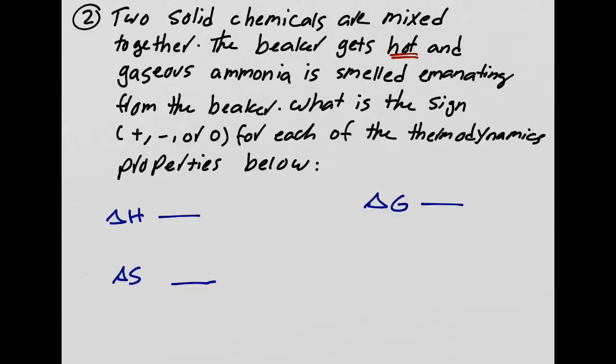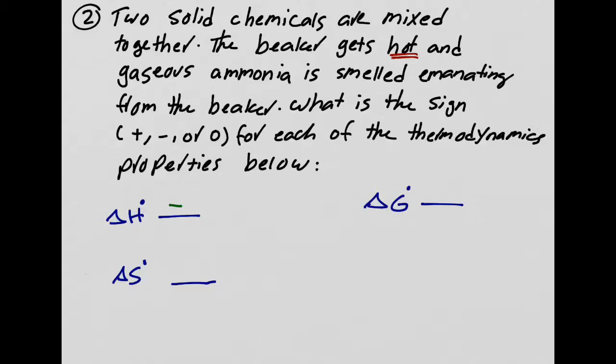Now, the beaker gets hot. If the beaker gets hot, are you an exothermic reaction or endothermic reaction? You are an exothermic reaction, right? Why? Because, again, exothermic reactions release energy. When they release energy, the energy goes to the surroundings, so the beaker is going to get hot. So what is my delta H? My delta H is negative, because the beaker gets hot, exothermic, releasing energy to the surroundings.